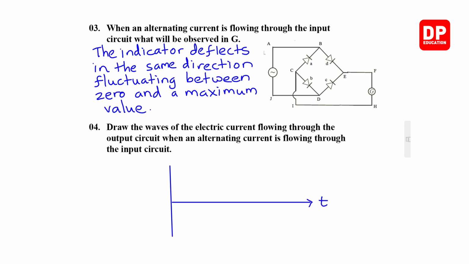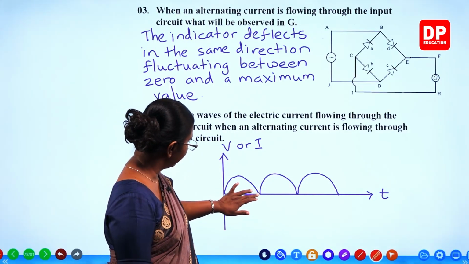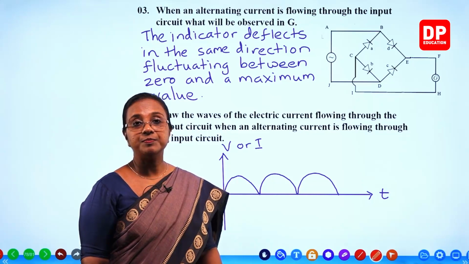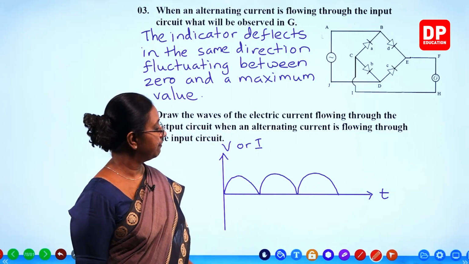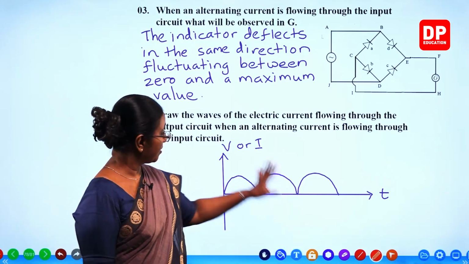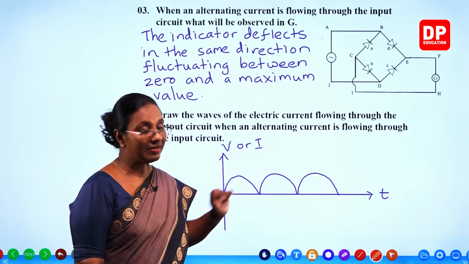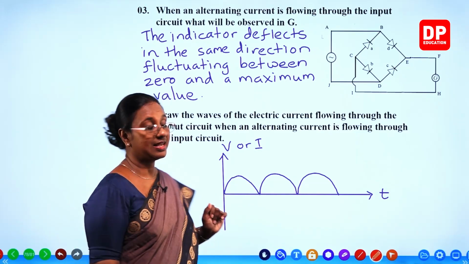So this is going to be time, that is voltage or current. And here you will get full wave rectified current like that. So it is going to fluctuate between 0 and a maximum value. That is the waveform, full wave rectified current. Is that clear, students? So I am sure you can recall all what we have discussed before. And with that, I'll move on to the next slide.